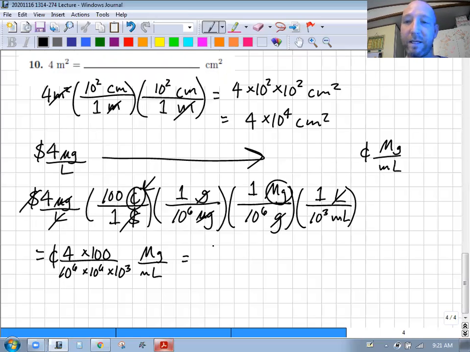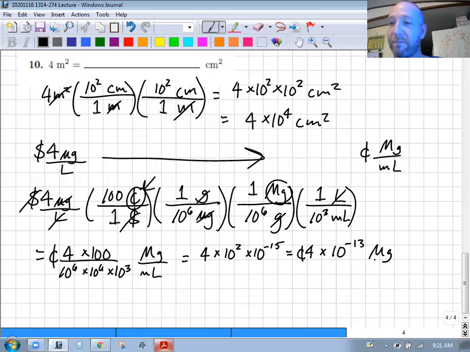So let's see here. We got 4, this is 10 squared. And then these are on the bottom, so they're negative exponents. 12, 13, 14, 15. 4 times 10 to the negative 13 cents megagrams per milliliter. So could you handle something like that?